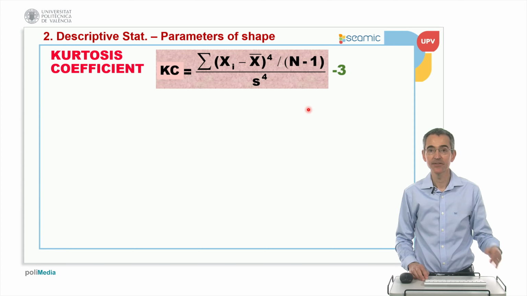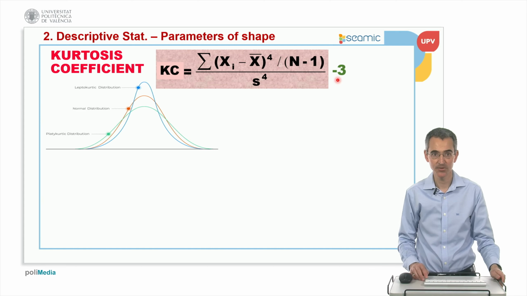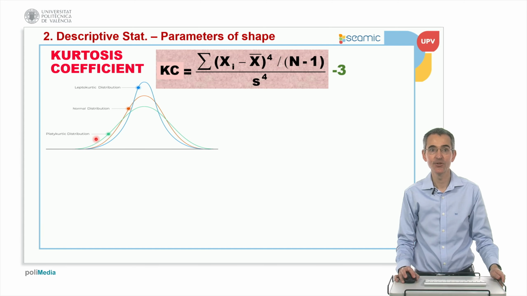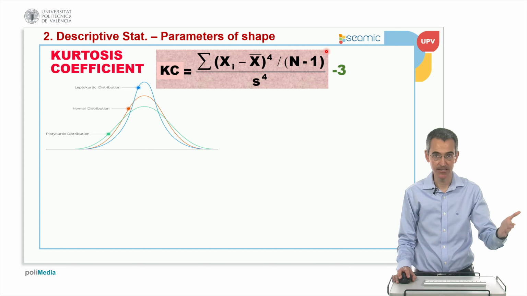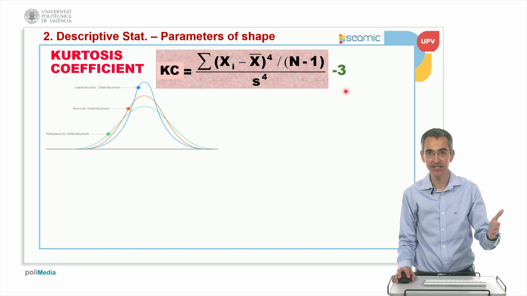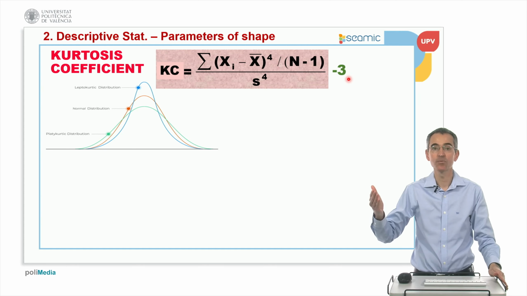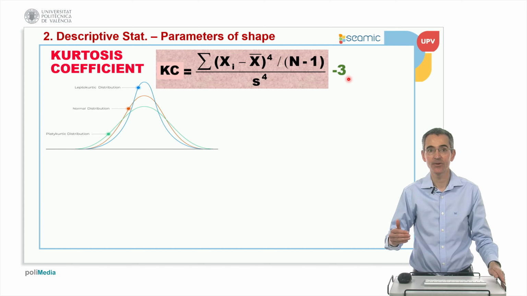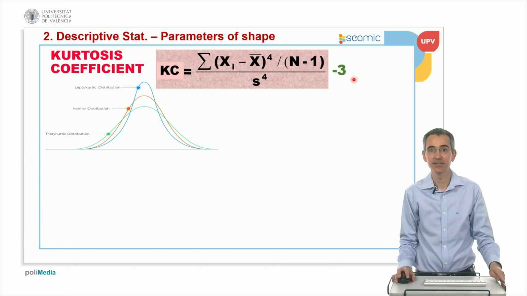Okay, so very often we subtract the value 3, and now I'm going to explain why. If I have data from a normal distribution and I apply the formula up to here, I will get the value 3. And then obviously if I subtract this value 3, it becomes 0. This is why in many books or in many statistical software packages, this value 3 is also subtracted.